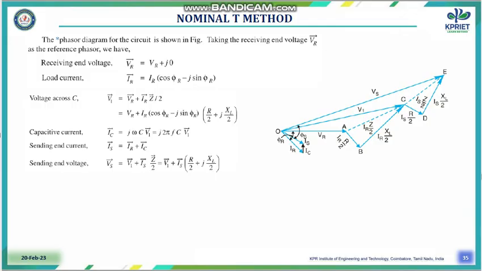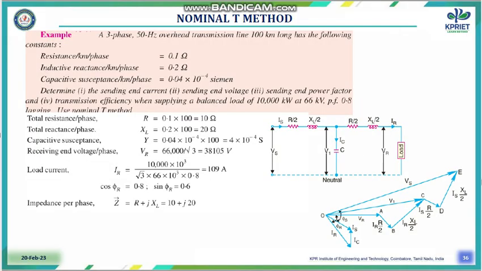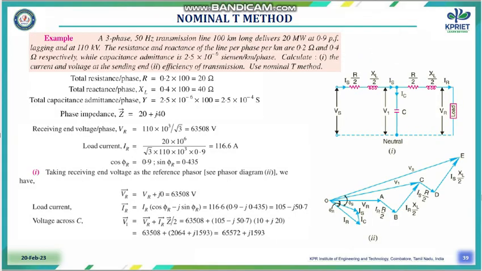So VR is considered as VR plus j0. The voltage is always the reference, and the current lags with respect to a particular angle. The formula is given as IR is equal to IR into cos phi R minus j sin phi R. With the help of the circuit diagram, we will solve the equations. From that we will get Vs is equal to V1 plus Is into Z by 2. In the same way, we can calculate the voltage regulation and efficiency to determine the performance of a transmission line.